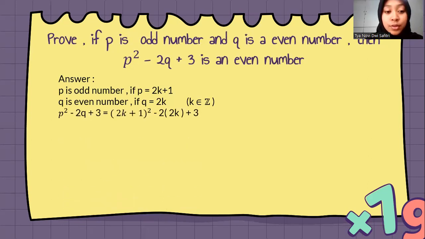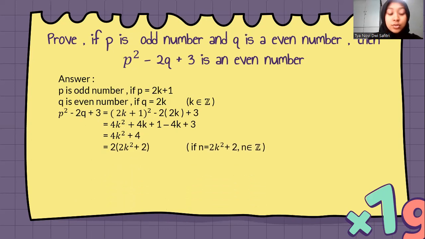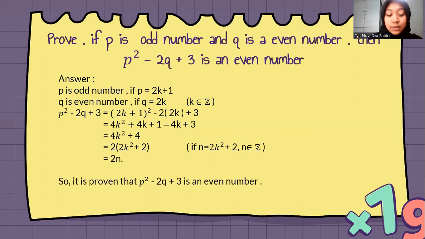So we will substitute P with 2K plus 1 and Q with 2K. So we have P squared minus 2Q plus 3 equals (2K plus 1) squared minus 2 times 2K plus 3, equals 4K squared plus 4K plus 1 minus 4K plus 3, equals 4K squared plus 4, equals 2 times (2K squared plus 2). If n equals 2K squared plus 2, where n is an element of integers, we have the result 2n. So it is proven that P squared minus 2Q plus 3 is an even number.